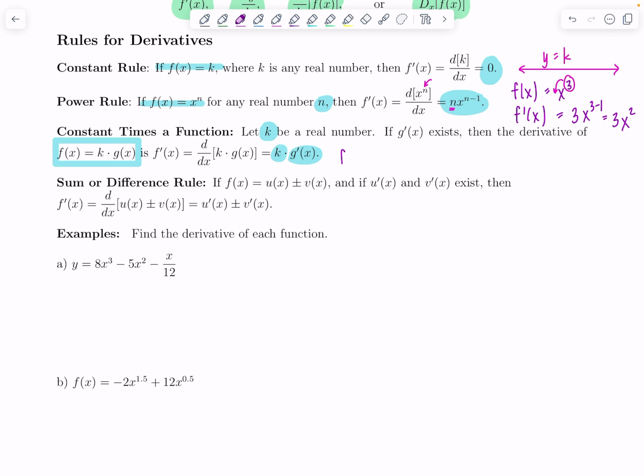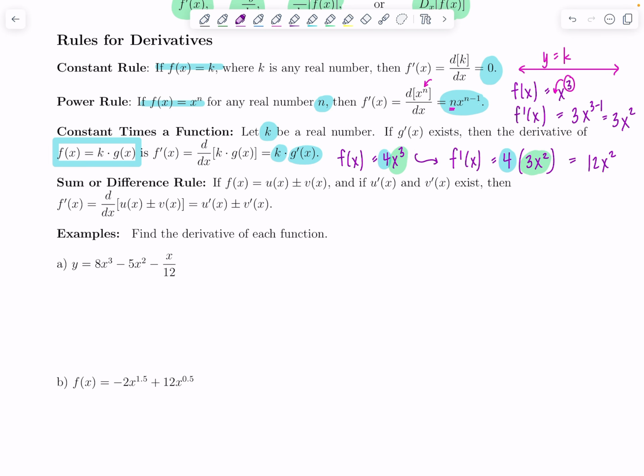Say your function is 4x cubed. Here are the two pieces: you have this constant, and then you have x cubed. If you want to find the derivative, you just leave the constant alone. It just comes along for the ride. Then you take the derivative of x cubed, which we just did a second ago. It's 3x squared. So constant, leave it alone, tack it along, and then you do the derivative of the variable portion, and then you just clean up, so you're left with 12x squared.